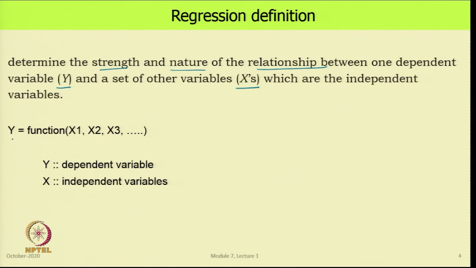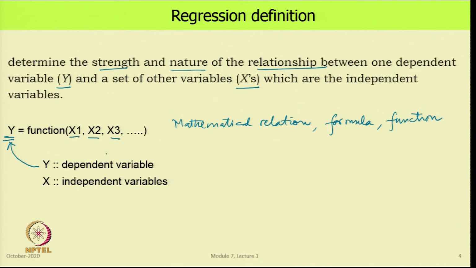So, it says that we make a mathematical relation or a formula, or you can call it a function, usually a continuous function, where y, which is the dependent variable, is a function of various independent variables denoted here as x1, x2 and x3.